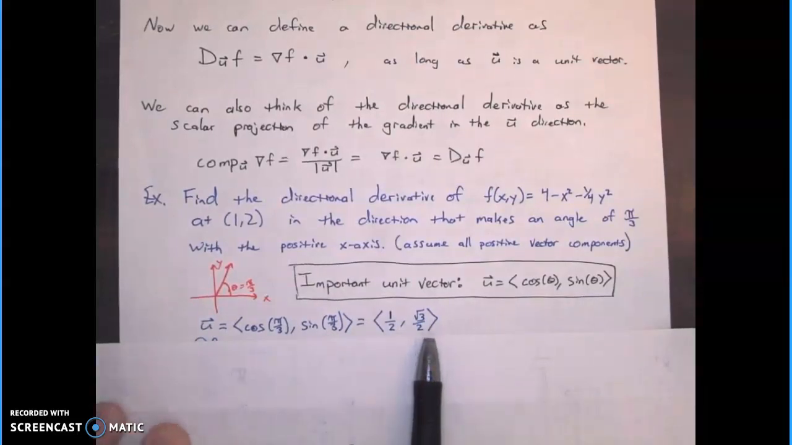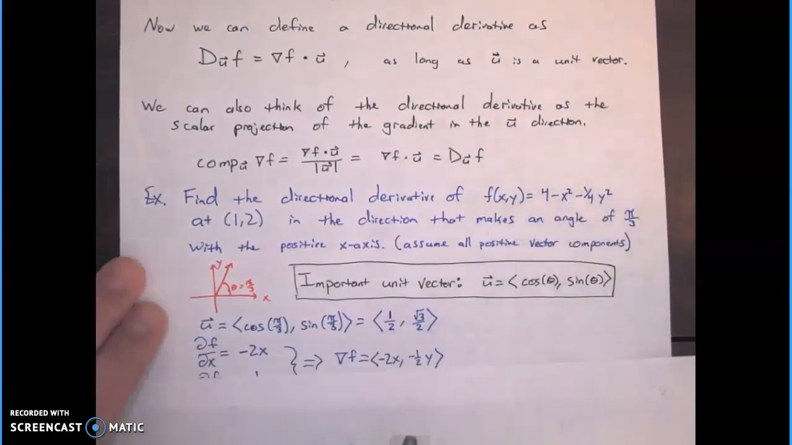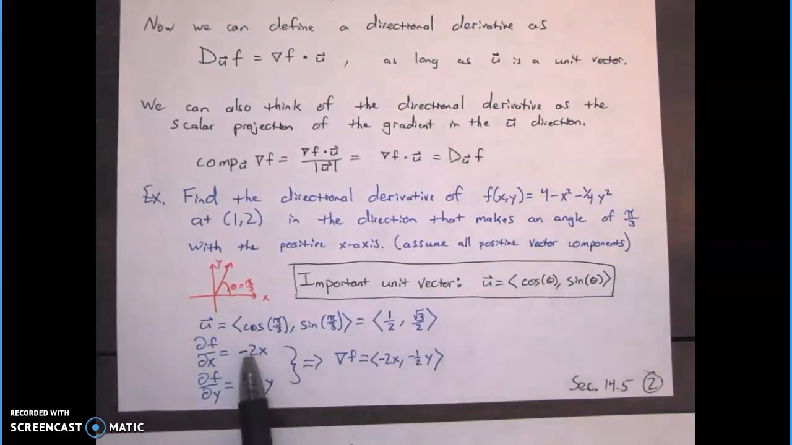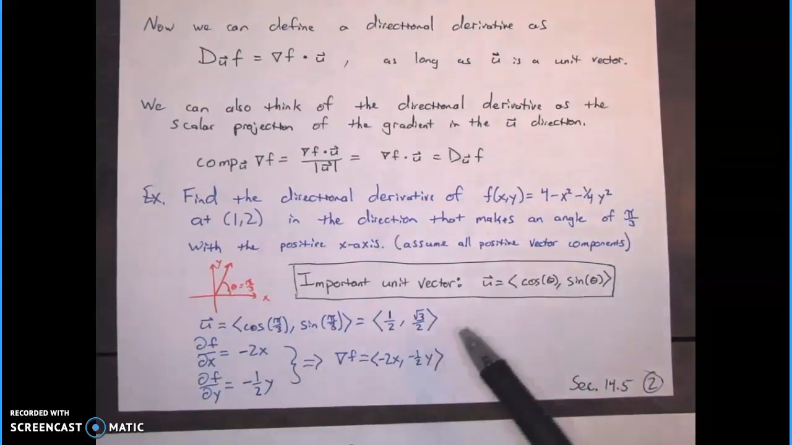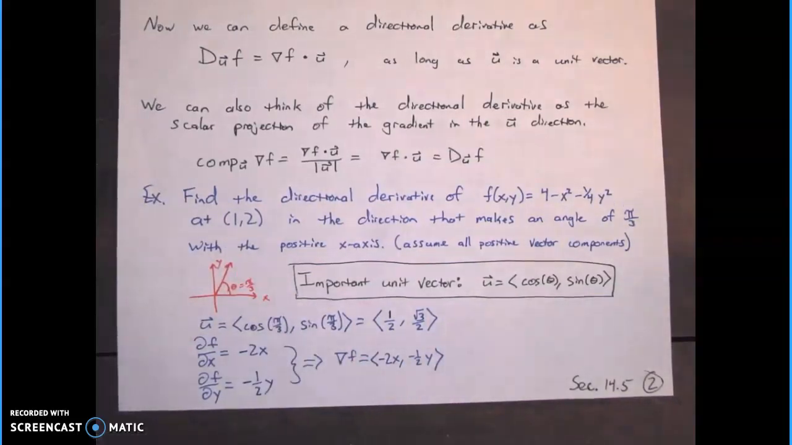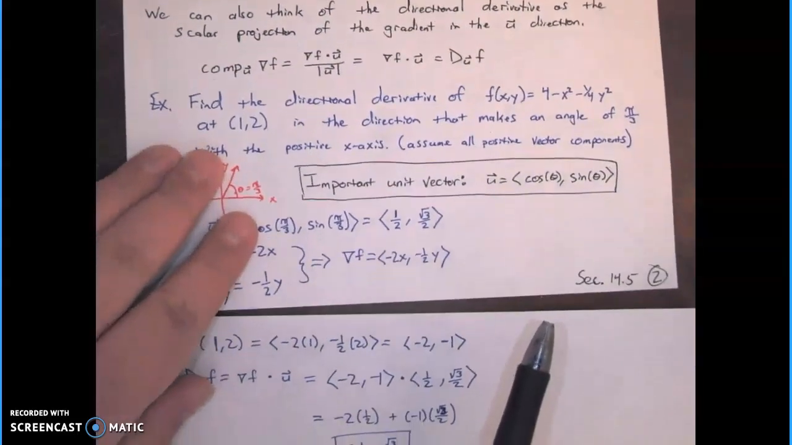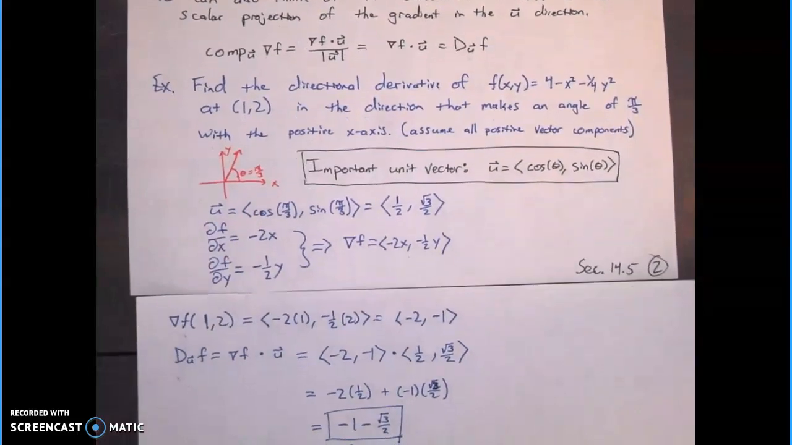I need to compute my gradient, so I need to go back and look at this function, take the partial derivative with respect to x, and I get negative 2x. Partial derivative with respect to y, I get negative 1/2 y, so there's my gradient vector. So I have my gradient, I have my unit vector, my direction. I could just dot these two, and then plug in the point 1, 2. You can also plug in the point 1, 2 for x and y, and then dot them. Either way, it doesn't matter. I'm going to go ahead and plug in 1, 2 first, and then dot these and see what we get.